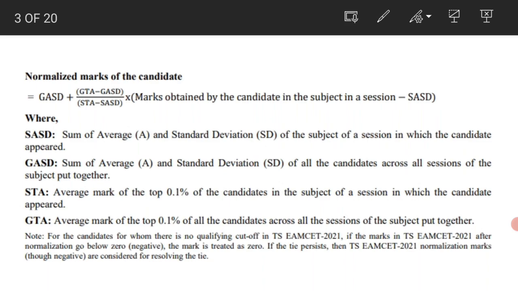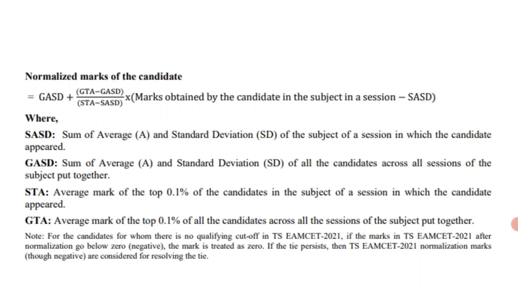This note is given for candidates for whom there is no qualifying cutoff in TS Eamcet. If the marks in TS Eamcet after normalization go below 0, that is negative, the marks are treated as 0. If the tie persists, then TS Eamcet normalization marks are considered for resolving the tie. So this is for candidates whose marks are not in the qualifying category cutoff of TS Eamcet.